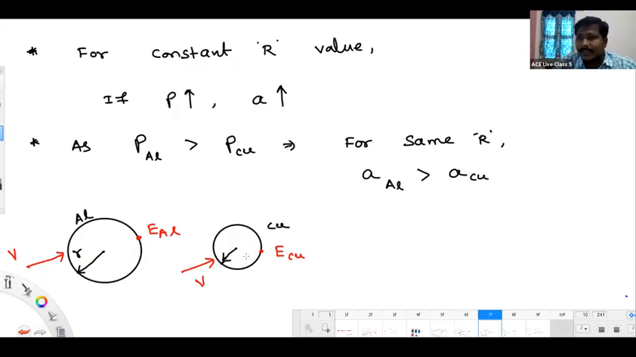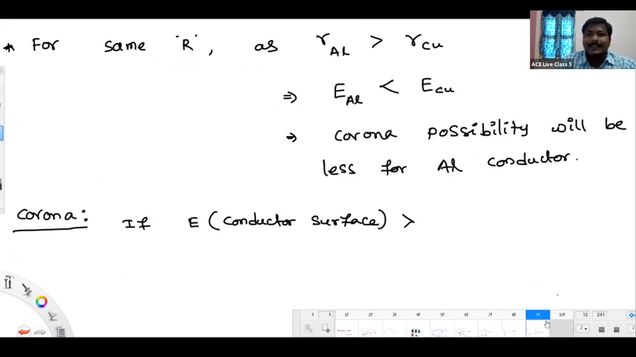In that perspective, the electric field intensity on the aluminum conductor will be less compared to the copper conductor. So the corona possibility will be less for an aluminum conductor. It is one of the good advantages of aluminum compared to copper. Yes or no? This is one of the reasons why we prefer aluminum conductor for transmission lines as compared to copper. All of you getting my point? Yeah, good. Let me continue.